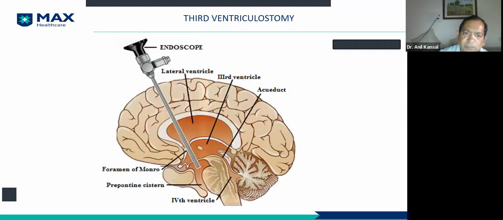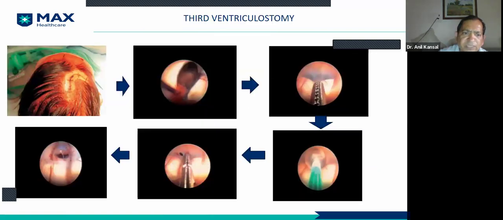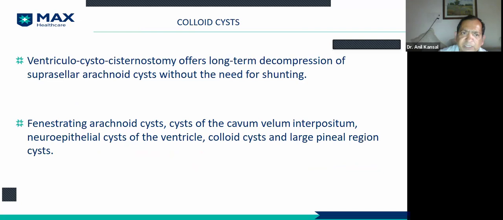So I'll show how this is presented: the scope is passed by making a small burr hole into the lateral ventricle. Then we can pass into the third ventricle and make a hole in the base of the third ventricle. This is called third ventriculostomy. This is the representation, with irrigation and the visuals, showing how we get the visuals. So these are the sites in the presentation.